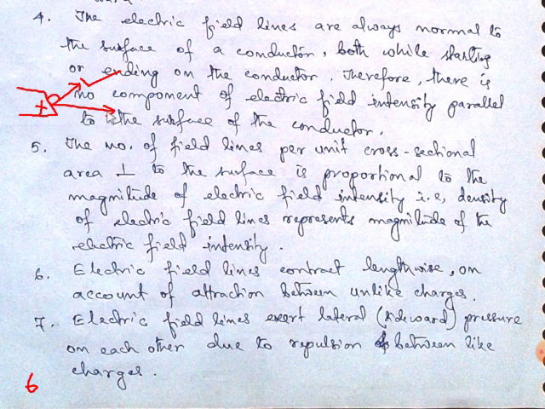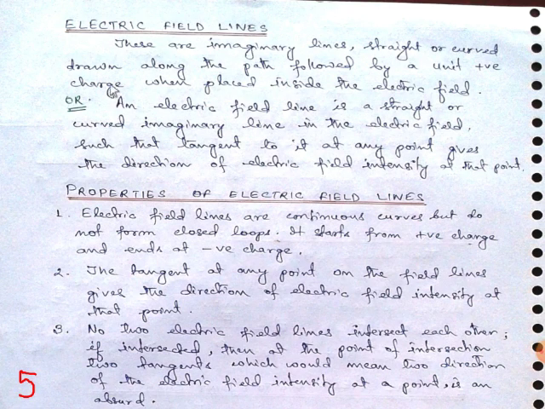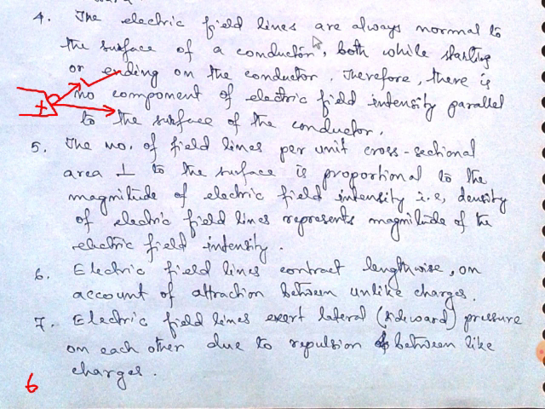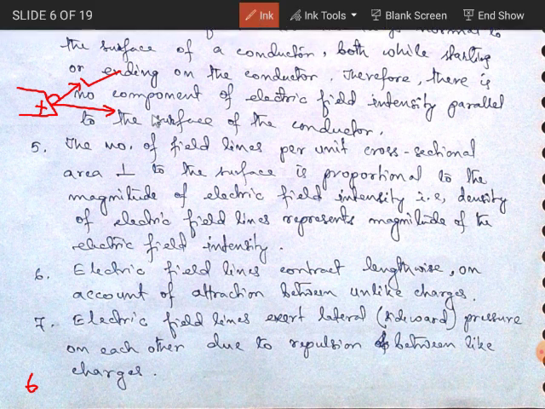If it comes out like this, then what happens? We can resolve it into two rectangular components, one along here. Suppose this electric field is there, for example. If this field is there, this one is not there.